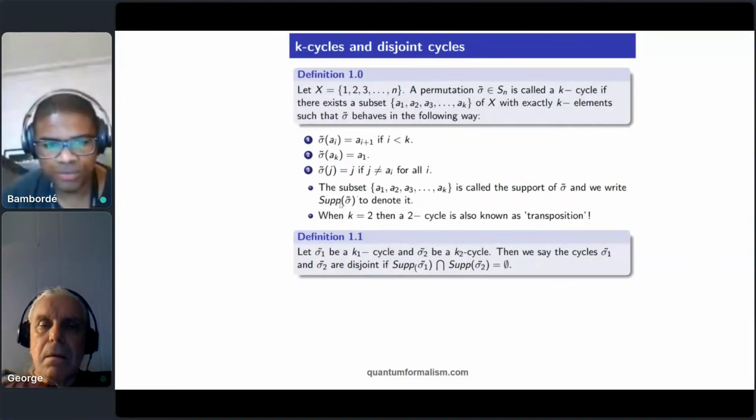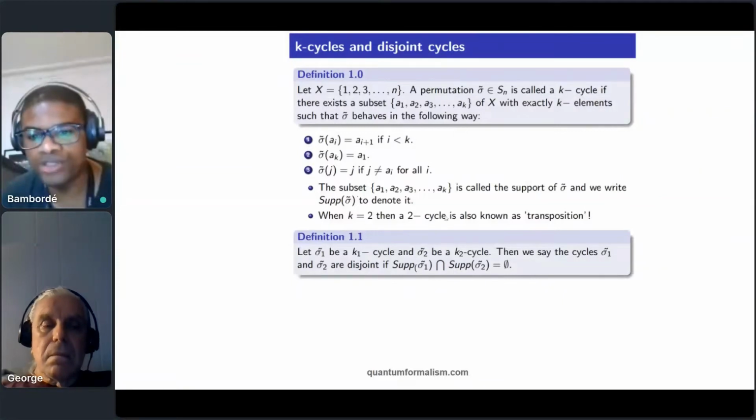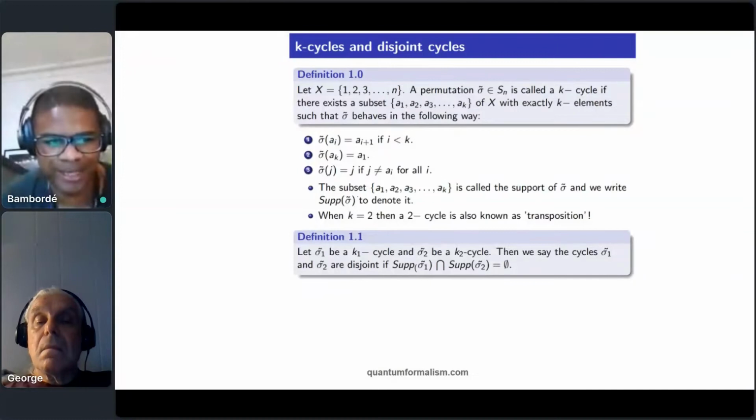Okay. So for K equals 2, this is a 2 cycle. By definition, it's a K cycle. It means that there is a subset of 2 elements that are exchanged with each other, but then all the other elements are left unchanged. Okay, so this is known as a transposition. I hope I got it correctly written.